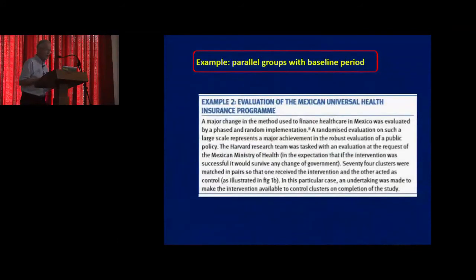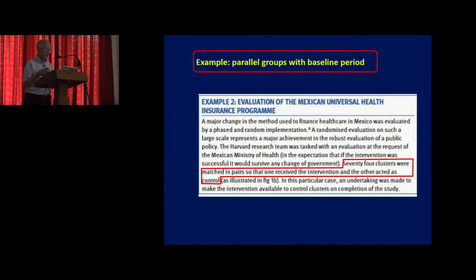So several examples now just of these different designs. Parallel groups with a baseline period. So this was actually an economic study financing healthcare, and it was evaluated by phased and random implementation. That's what they called it. And here's the key element of the design. 74 clusters. There's a lot of clusters. That's good, of course. They were matched in pairs so that one received the intervention and the other acted as control.